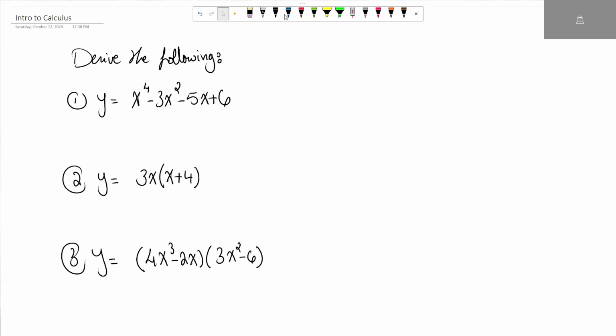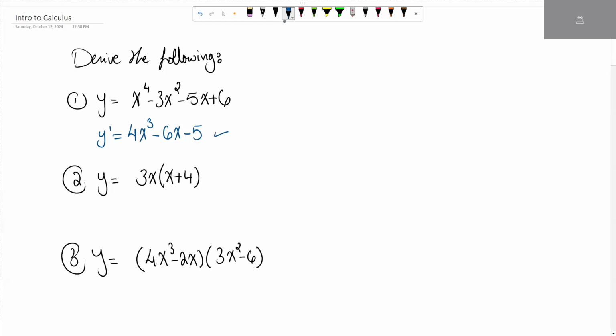All right, let's quickly review. Derive the following. How do I derive this? So y prime in this case would be equal to the derivative of the first one, that's 4x to the power of 3. The derivative of the second would be negative 6x. The derivative of this would be negative 5, and the derivative of the 6 is nothing.